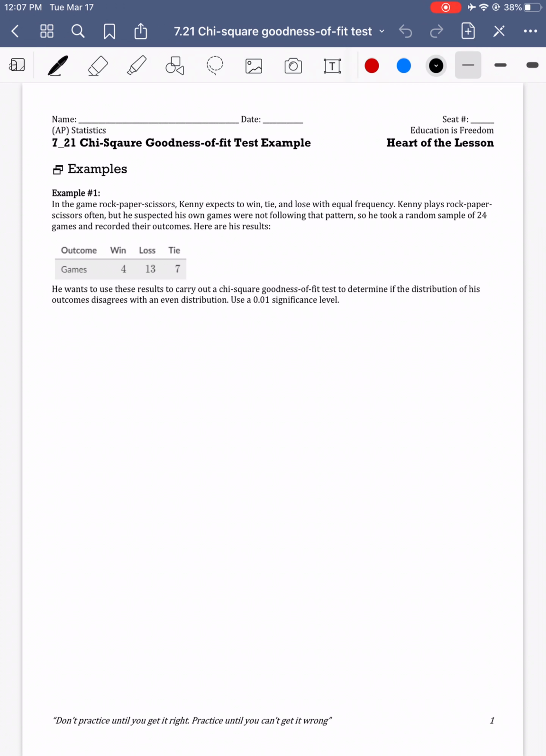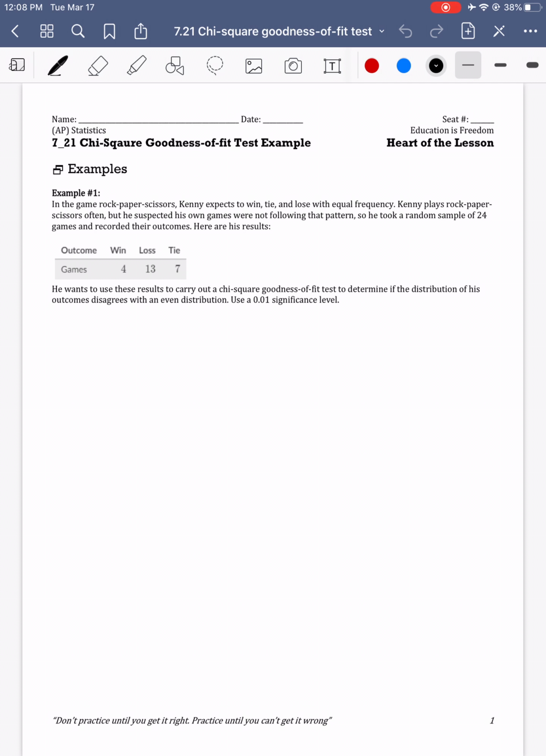So today we are going to dive deeper into the goodness of fit test for chi-square. We started this yesterday with the example on the PowerPoint, but we're going to continue with this today just because a lot of us were having issues with finding the expected value and then calculating the test statistic using the formula. So first, let's just read the problem.